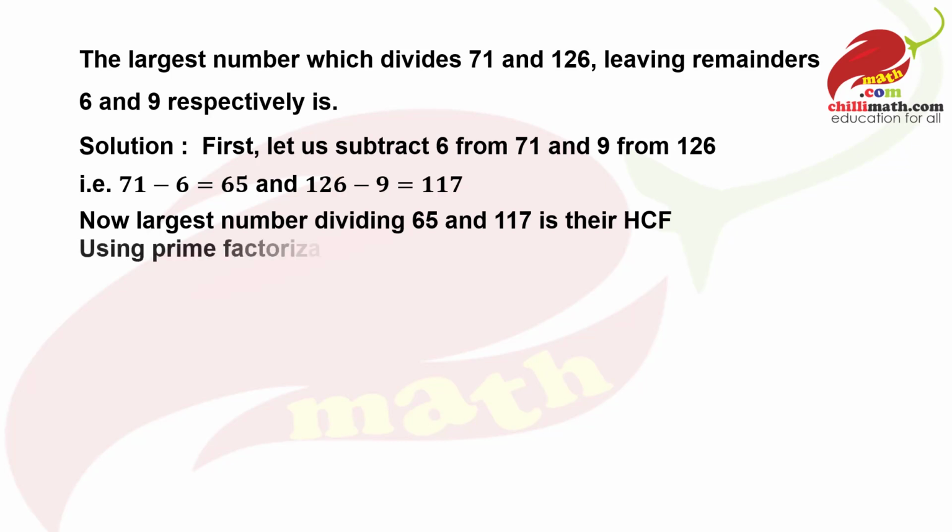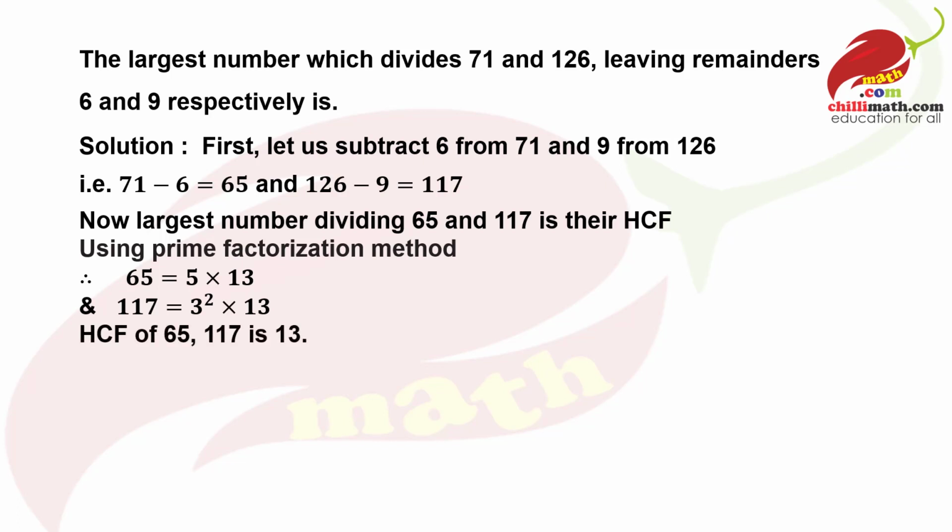Using the prime factorization method, 65 equals 5 into 13, and 117 equals 3 squared into 13. So the required HCF of 65 and 117 is 13. That is, the required largest number is 13.